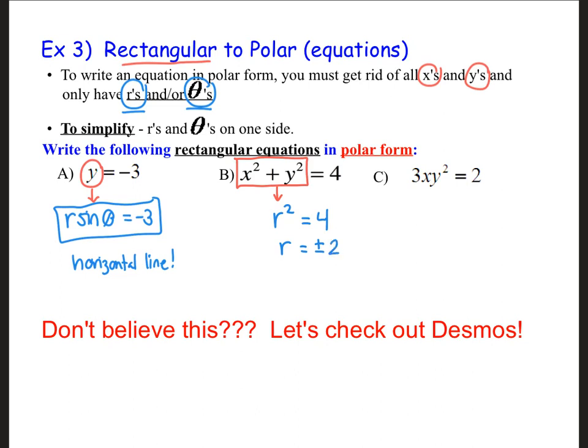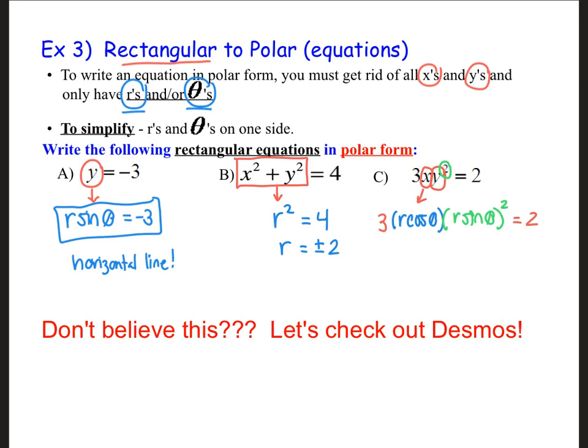Okay? The last one is going to have a little bit more involved in it. So in this one, we do have to replace the x and the y separately. For the x, we're going to replace that with our r cosine theta. For the y, we're going to replace that one with our r sine theta. Now keep in mind that y is squared, so I do have to square that quantity here. And don't forget that we have a 3 out in front, and of course we have equals 2.